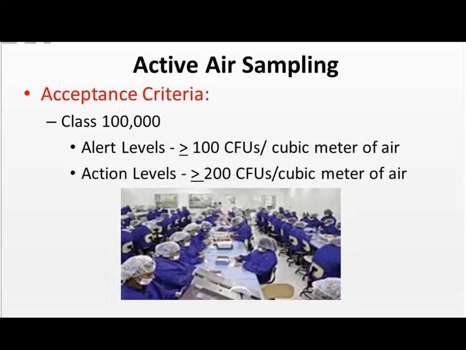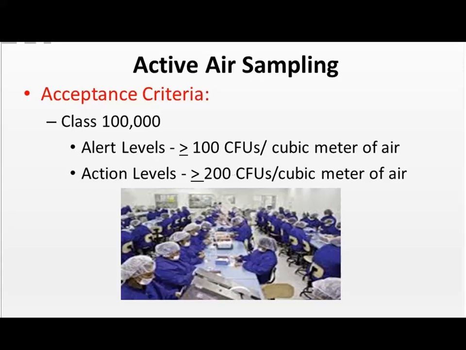Your active air samples for your Class 100,000, you can see they go up again, greater than or equal to 100 colony forming units per cubic meter of air, and then your action will be greater than or equal to 200. Again, you need to have SOPs in place for what happens when you reach your alert level. Do you do extra sampling? Because we want to be sure that this is not a one-time event. You can have sampling that you sample 3 consecutive times to make sure, or 3 consecutive days, manufacturing days, to make sure that this is a true alert level.